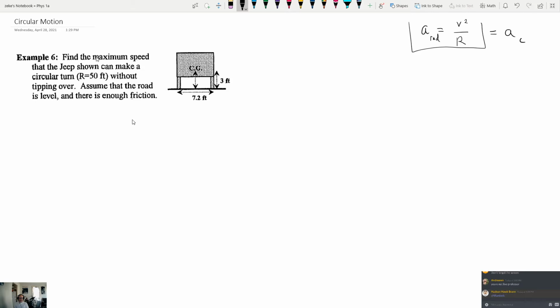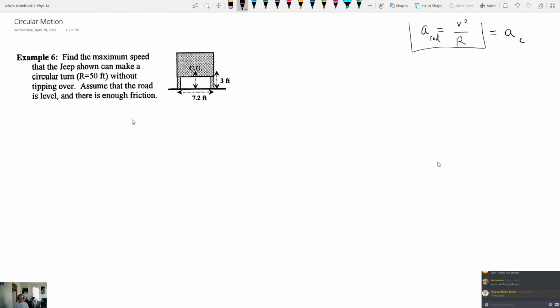So we have a Jeep, which is shown in this picture here. It says we want to find the maximum speed that the Jeep shown can make a circular turn with a radius of 50 feet without tipping over. And we want to assume that the road is level and that there's enough friction. So what we're looking at here is the back of a car. So the car is traveling into the screen. And we want to figure out how fast it can go before it starts to tip over.